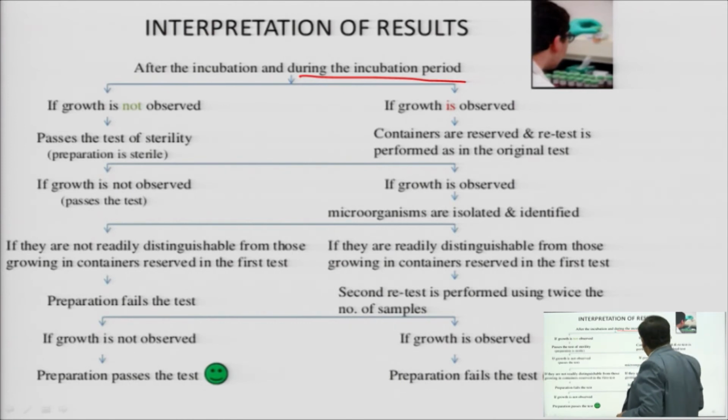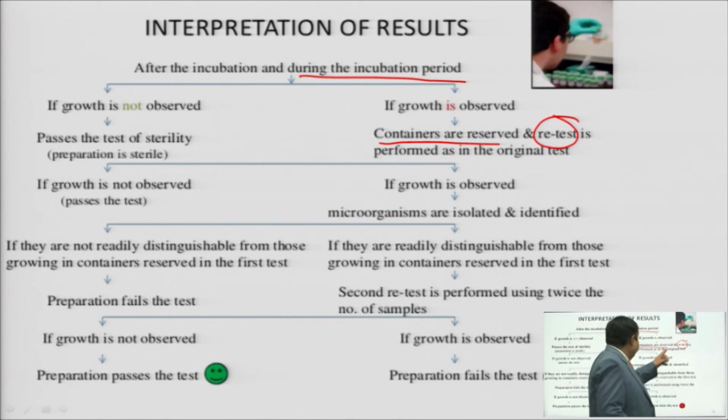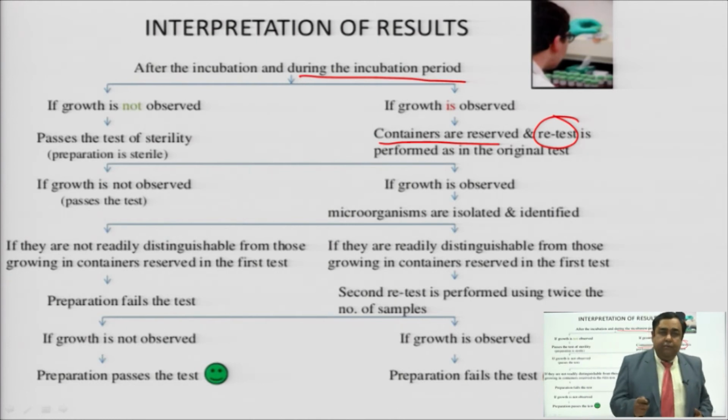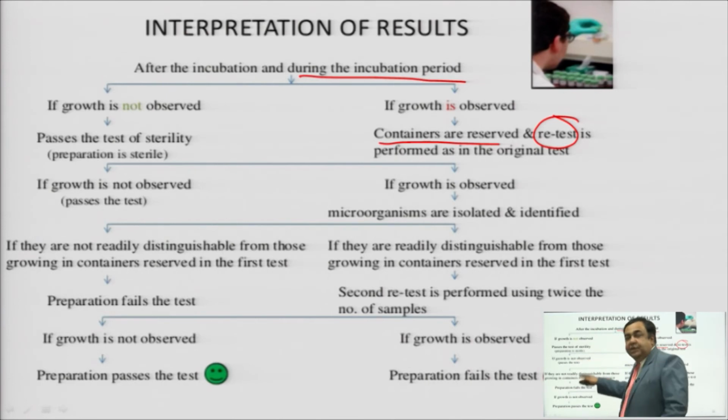Now, if growth is observed, the containers are to be reserved and a retest has to be done. During the retest you take the same number of samples. You see during the retest whether there is growth or no growth. If during the retest there is no growth, allow the batch to pass.